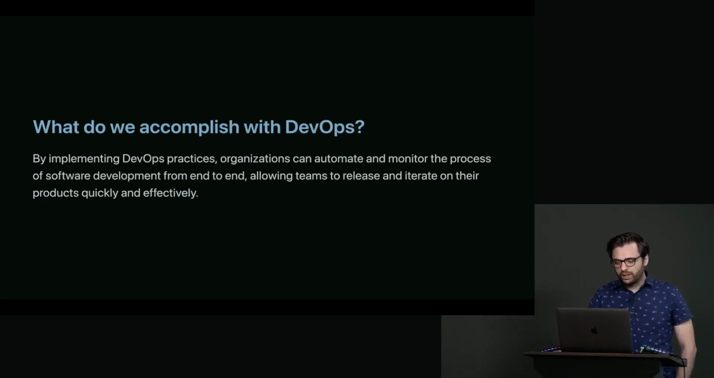Again, what do we accomplish with it? We are able to implement and automate these processes so that we have the ability of empowering our teams to release and iterate on their products quickly and effectively. A big one, which a lot of people might not think of, is empowering QA. QA, unfortunately, gets thought about not as much as it should be. And when you think about what we can accomplish with it, there are a lot of really cool things that help out the QA team.